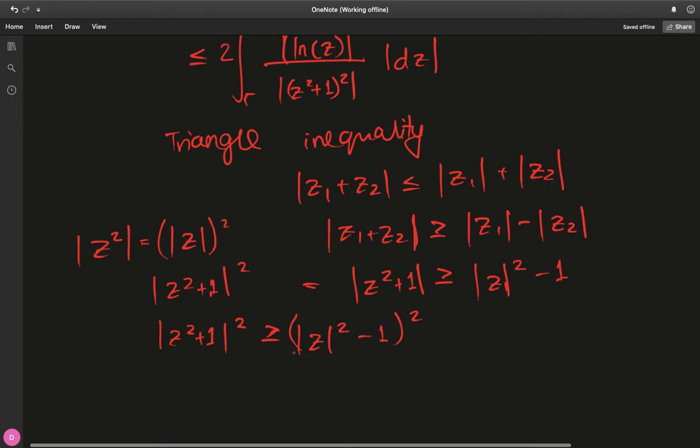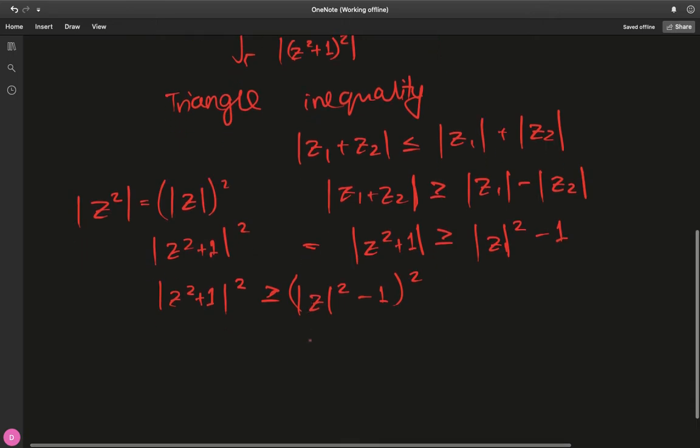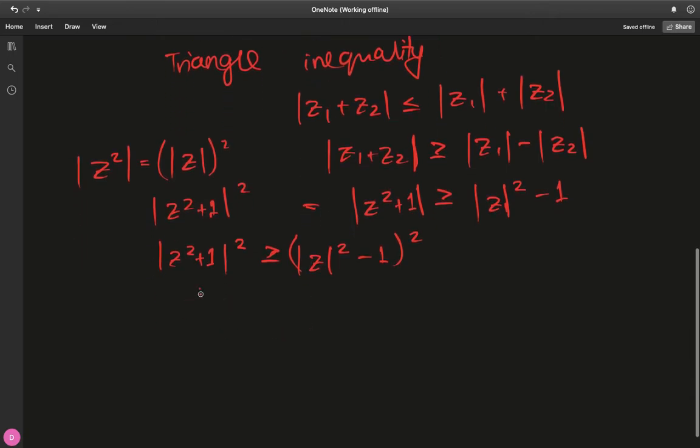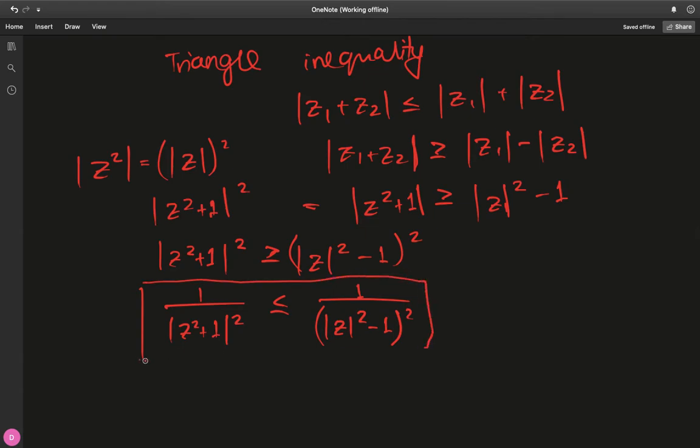That's if they are on top in the numerator. But what if you have them in the denominator? If you have 1 over mod of z squared plus 1, the whole thing squared, then you can flip the inequality to be less than or equal to 1 over mod of z, the whole thing squared, minus 1, the whole thing squared. So we are going to use this now and convert our denominator.